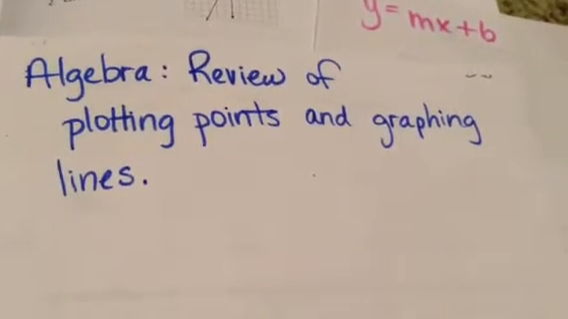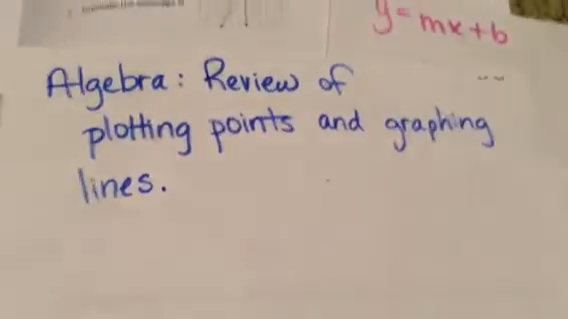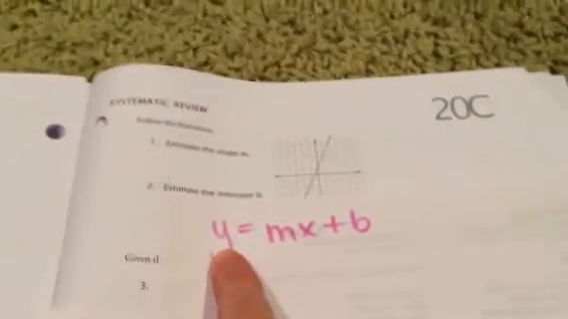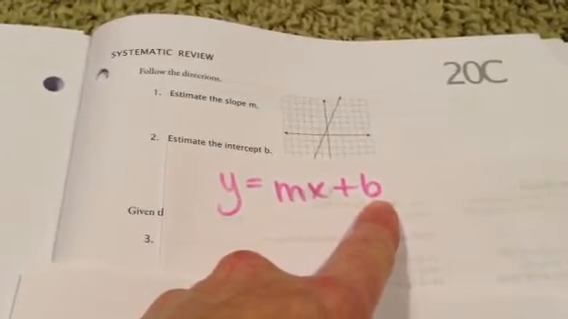All right, we're going to do a little bit of a review of just plotting points and how to graph a line. And a lot of it's going to be using this lovely formula. This is called the slope-intercept formula. I like this. Notice the y is all by itself. And you always want to put your x term first and then plus b.